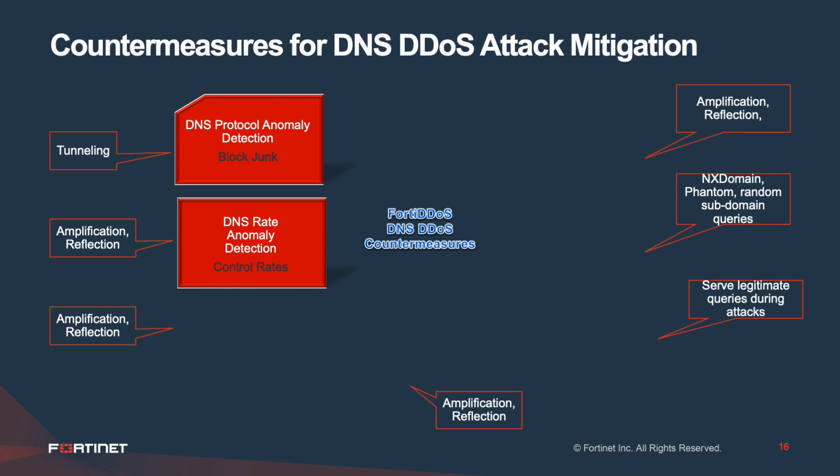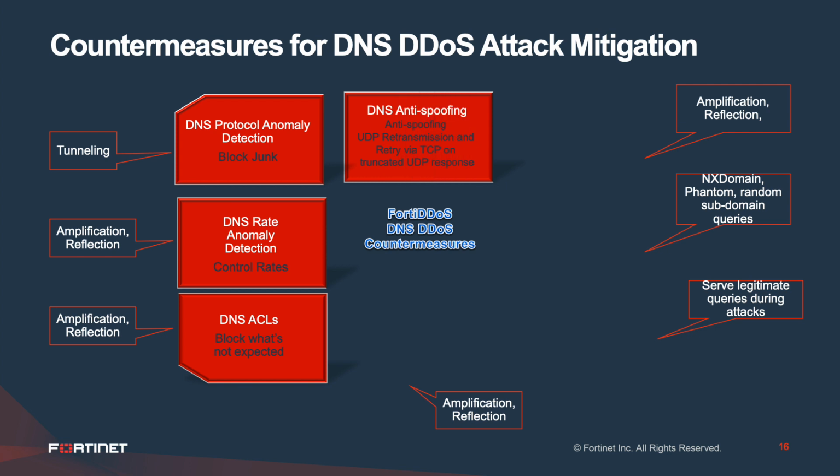Then we look at the DNS rate anomalies, and these are extremely useful for amplification and reflection attacks, where we see traffic much more than what you had seen earlier, and therefore it can be put to many more further tests to ensure that only legitimate clients go through and not the attack packets. And then there are DNS ACLs, including distress ACLs, which are very powerful for blocking amplification and reflection attacks.